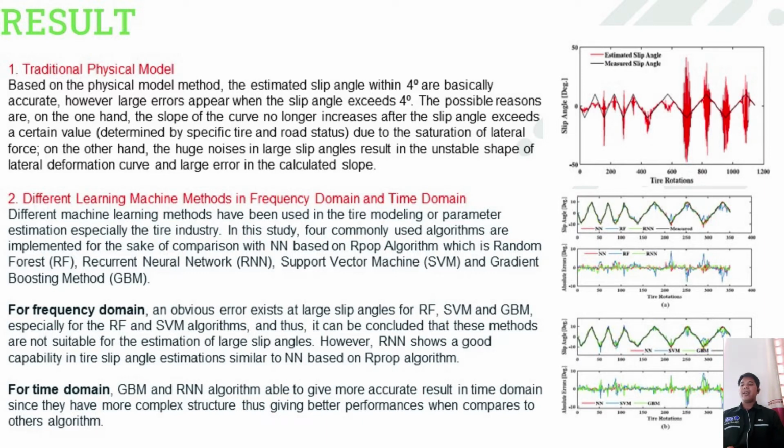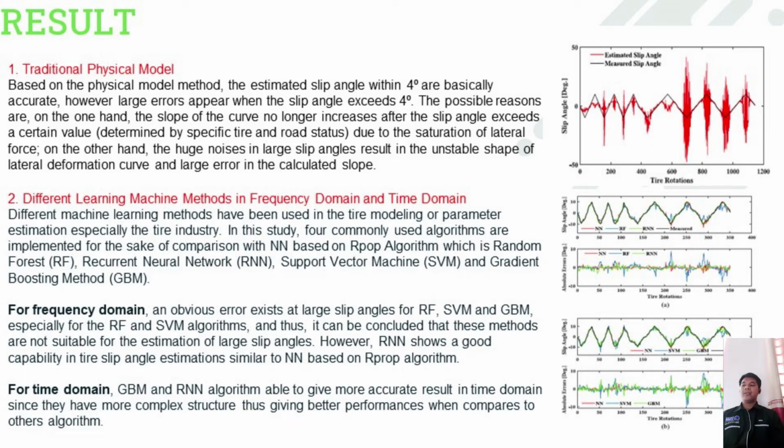So they compare how to obtain the slip angle by using five different machine learning algorithms, which are the NN-based output algorithm, random forest algorithm, recurrent neural network algorithm, support vector machine algorithm, and gradient boosting method algorithm. So for the frequency domain, they can see an obvious error at large slip angle for RF, SVM, and GBM. However, the RNN algorithm shows a good capability of entire slip angle estimation, similar to the NN-based output algorithm.